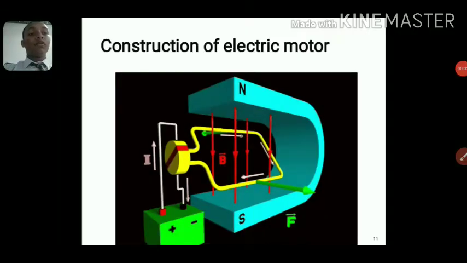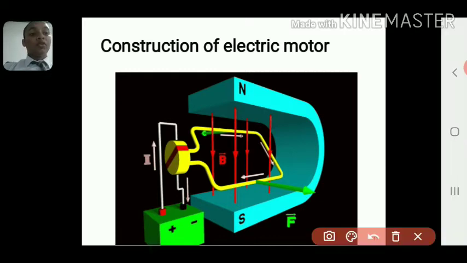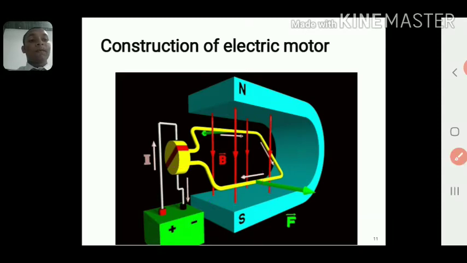As I have told you, electric motors use the horseshoe type magnet. So here it is a horseshoe magnet. This is an armature, or we can say rotor. Here it is a commutator. This is a DC power supply. So these are some of the parts of the electric motor.